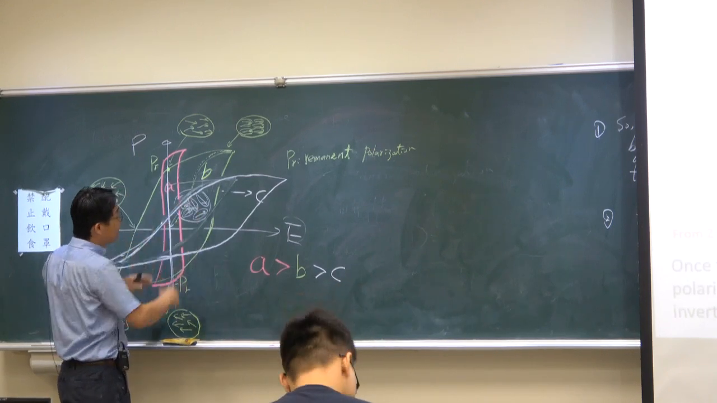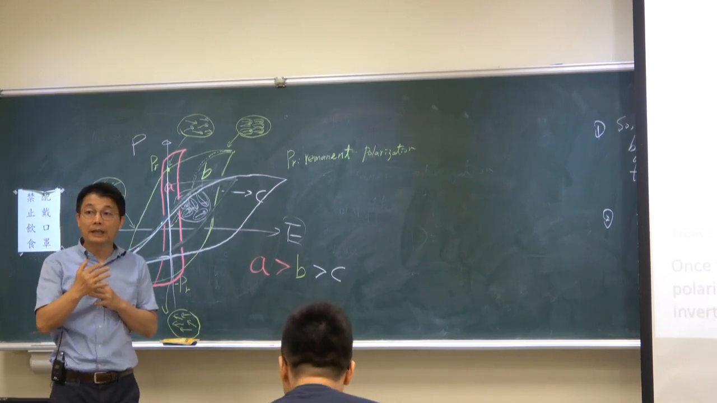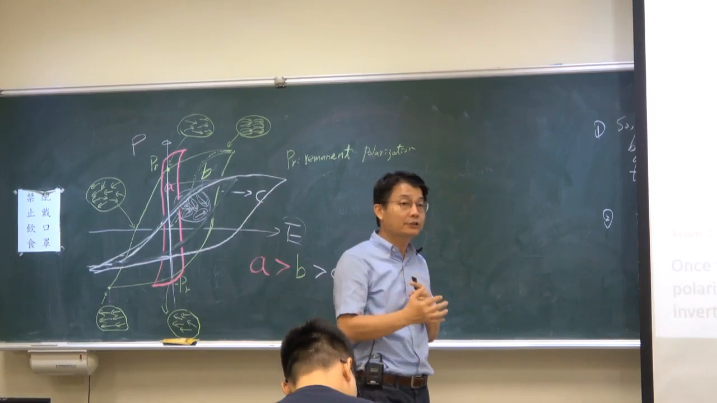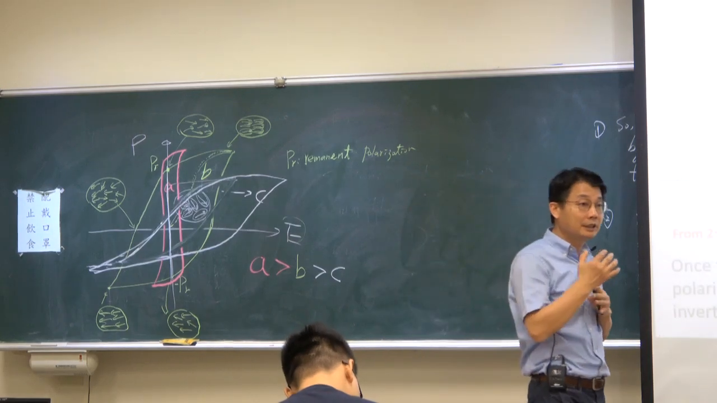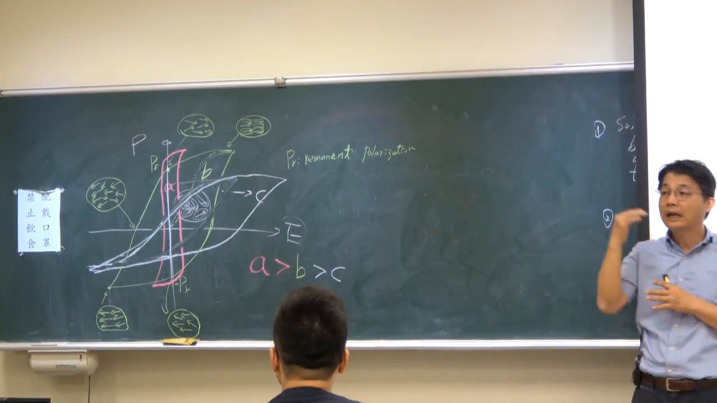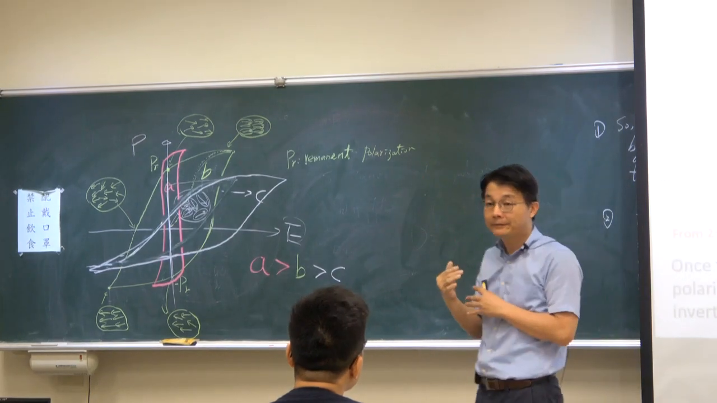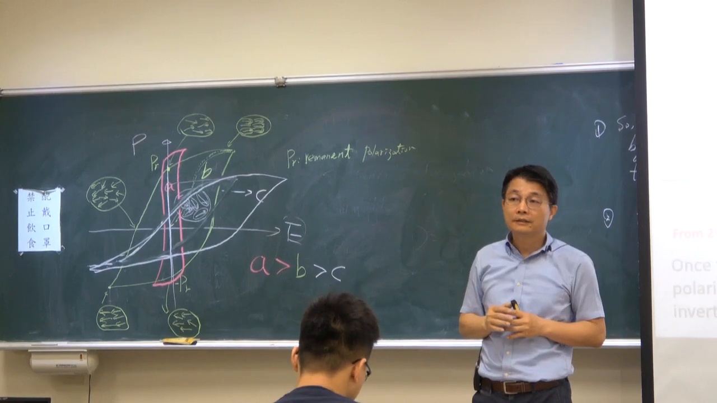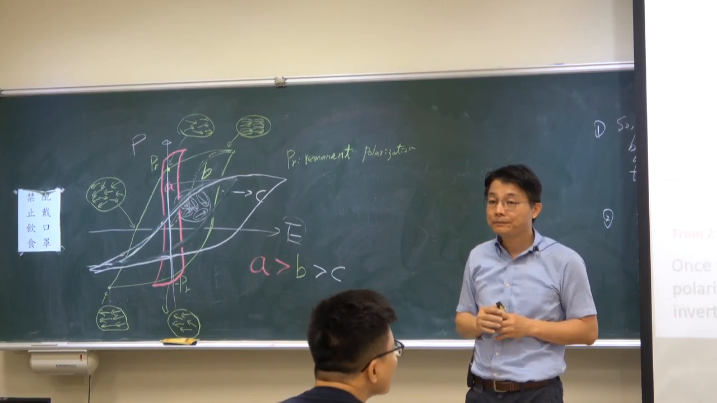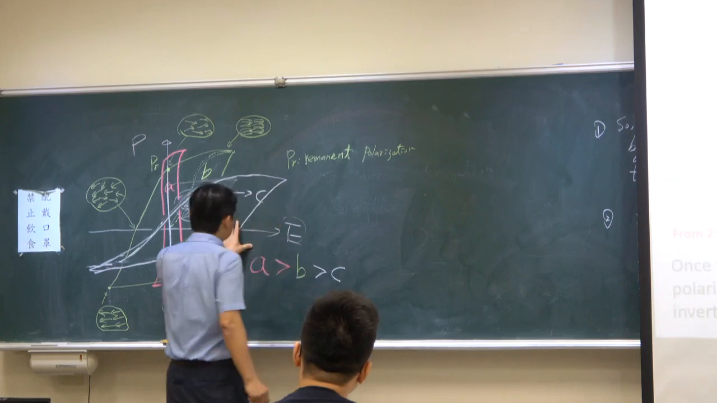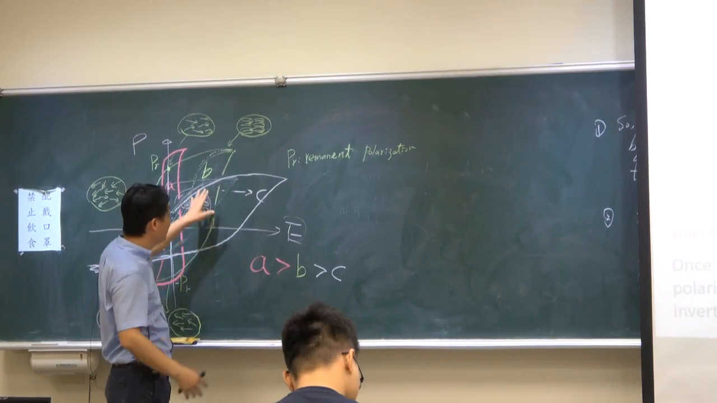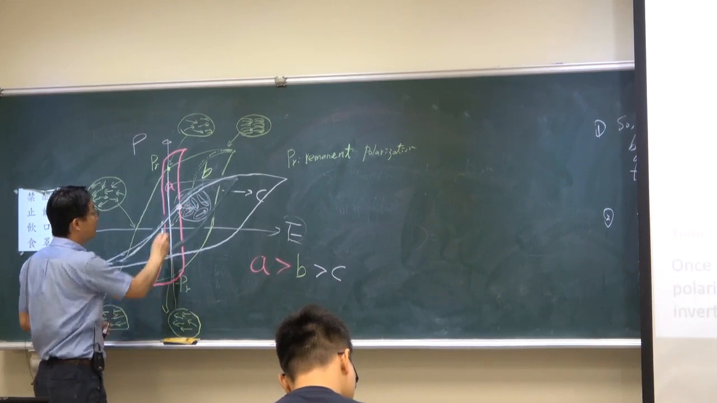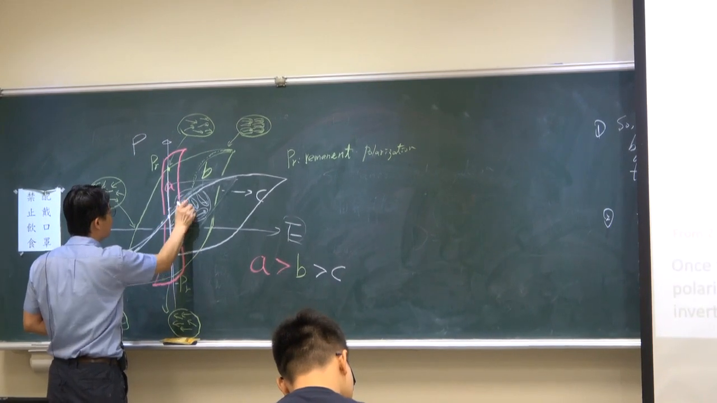So the curve determines how large a PR we can achieve under the external electrical field. The smaller the electrical field being applied, the higher the PR you obtain. That means the ferroelectric property will be better. But if we apply a large electrical field, you just get a small PR.